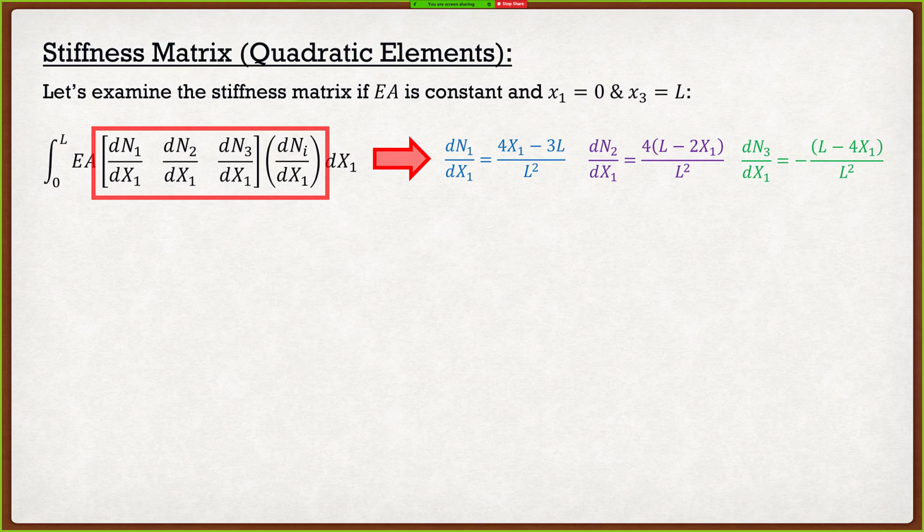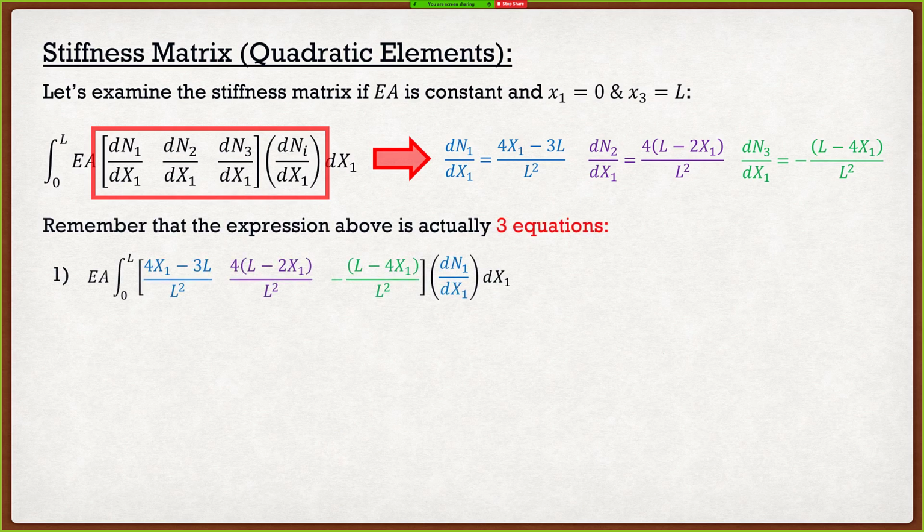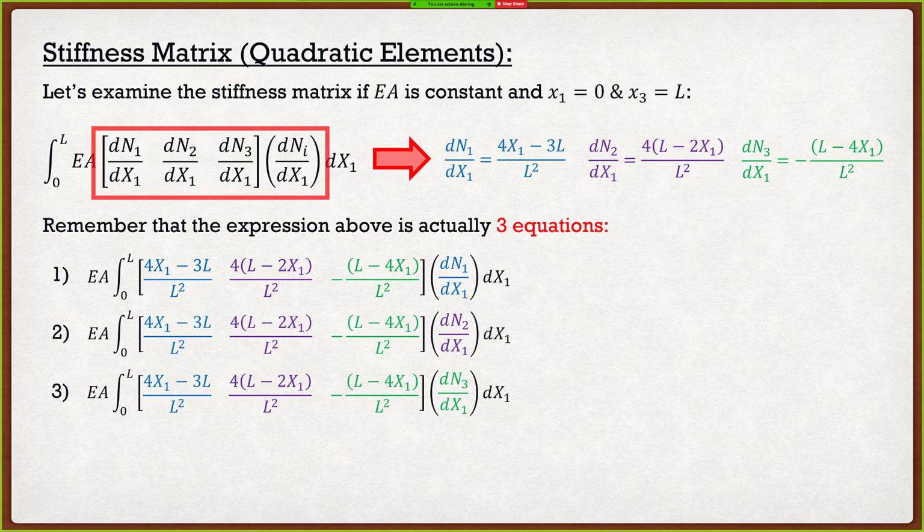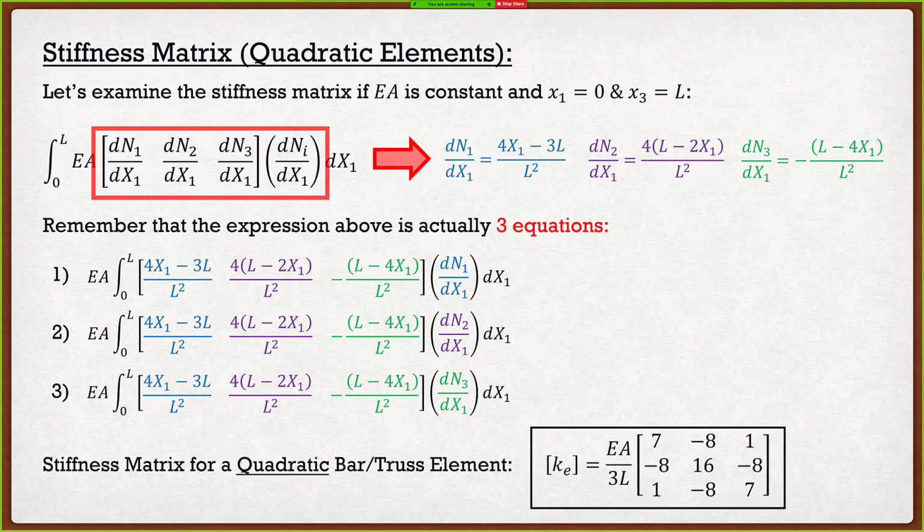So from here, we can take all these and create our 3 equations. We have the first one here. Again, that vector in the middle will always stay the same. The only thing that's going to be changing is the dni with respect to x1 at the very end. In the first equation, it's blue, in the second equation it is purple, and in the third equation it is green, so n1, n2, and n3 respectively. So from here, we can get the stiffness matrix for a quadratic bar element as follows.